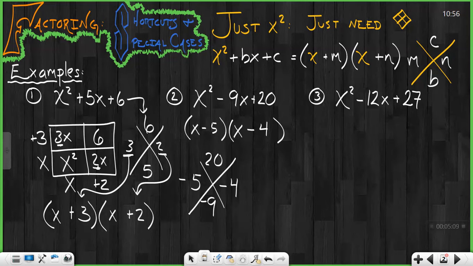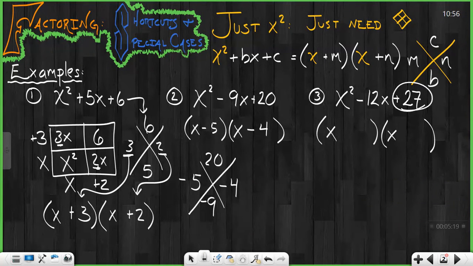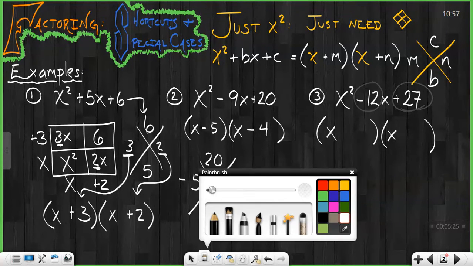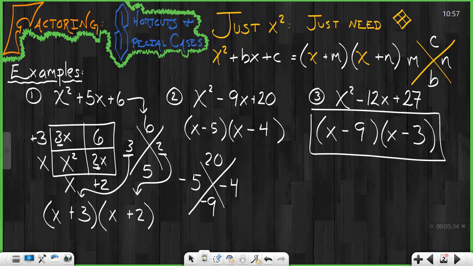Some of you will shortcut this even more because you'll say, oh, it's just x squared, so I know it's x and x. And you don't even need to do the diamond problem because you're literally just looking here and saying, my product is 27, my sum is negative 12. So what multiplies to get 27 but adds to get negative 12? Well, that's negative 9 and negative 3. And you'll be able to put those answers straight into your groups.